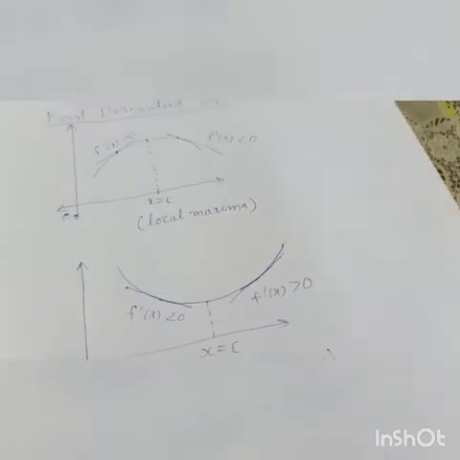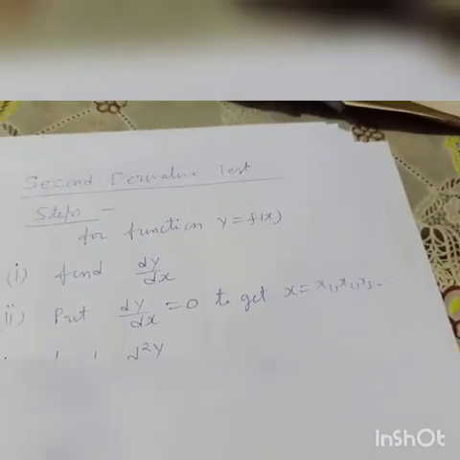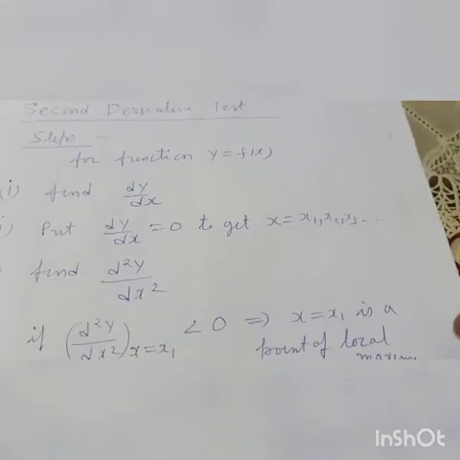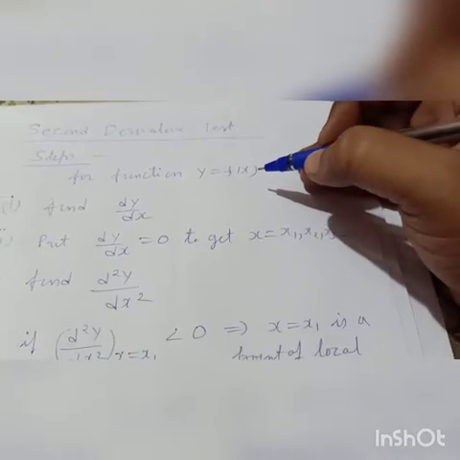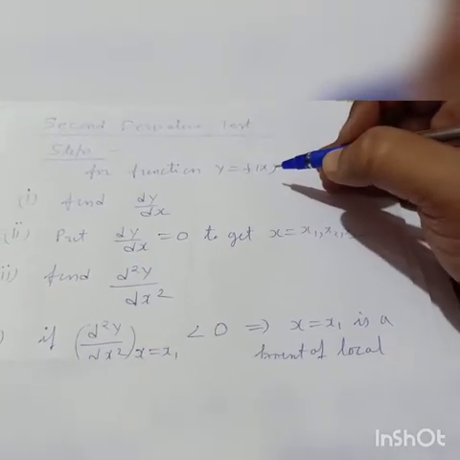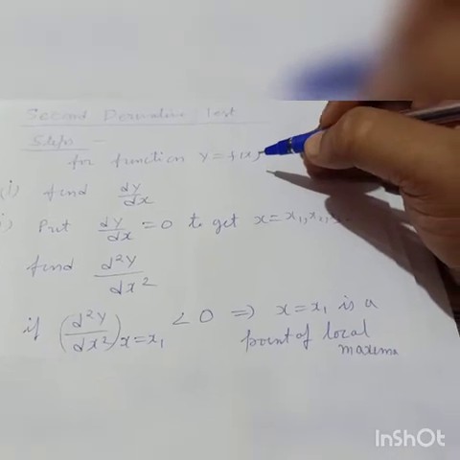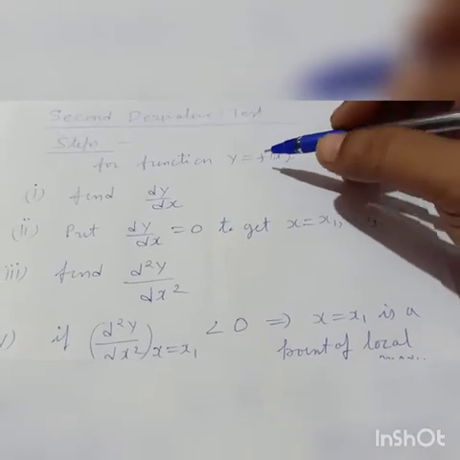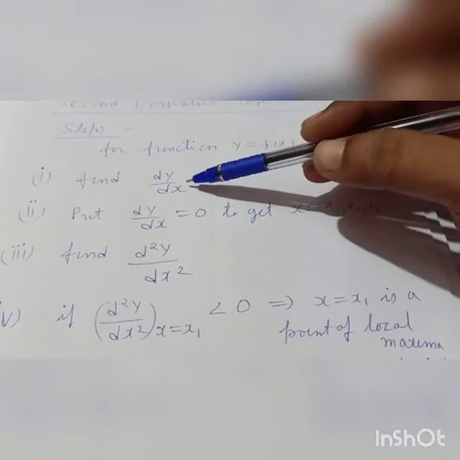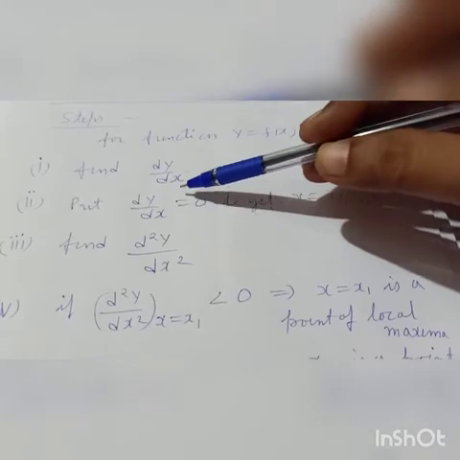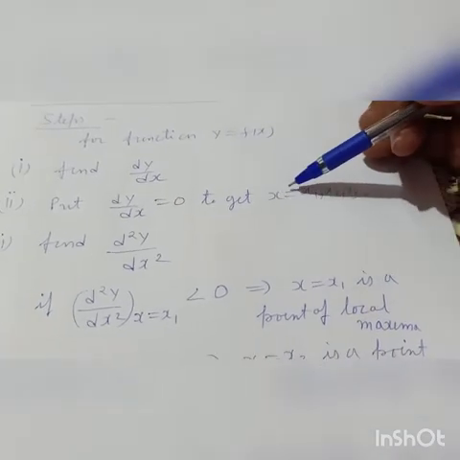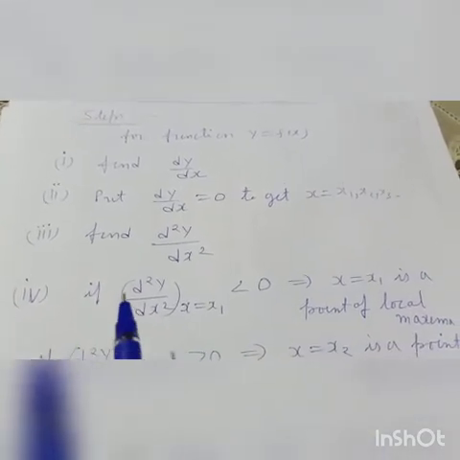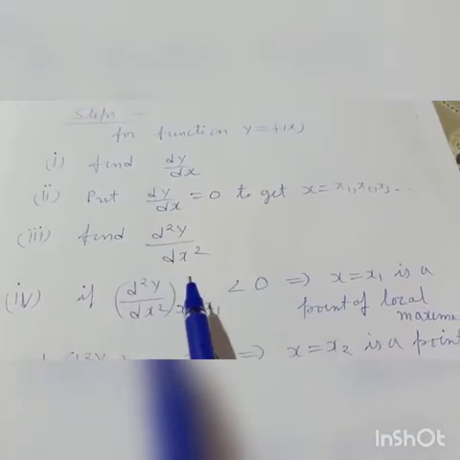Now there is also one more test, the second derivative test. You should just remember the steps. We will not prove this, only remember the steps. How will you find the point of local maxima and local minima using the second derivative test? For any function y equal to f(x), first we find dy/dx, the first derivative. Then we put that derivative equal to 0 to get the various values of x: x1, x2, x3 and so on. Then we find the second derivative, d2y/dx2.